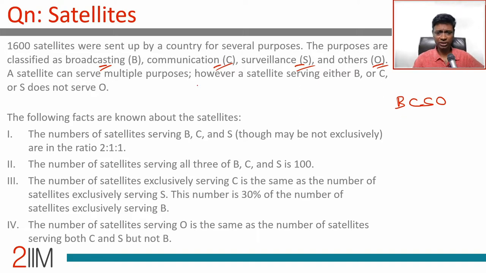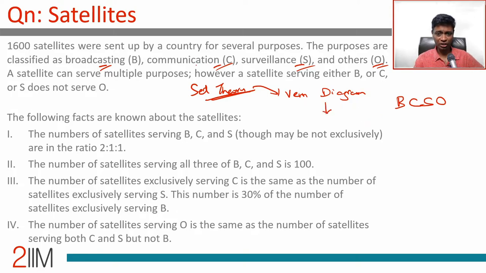So this is a set theory question straight away. You're going to have some Venn diagrams and circles and all of that. However, a satellite serving either B or C or S does not serve O. So O is distinct from B, C, S. So imagine the Venn diagram. If you get this done in step one, then you're through. If you don't get this done, then you're toast. It's impossible if you don't get the right Venn diagram. I won't say impossible, but very, very difficult.